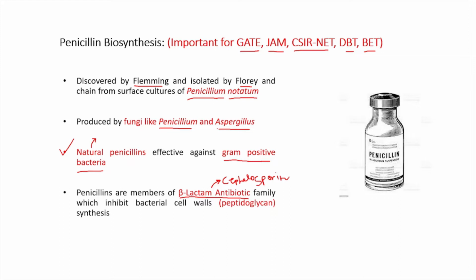There are other examples of beta-lactam antibiotics, like nocardicins and monobactams. These are other sorts of examples. We will do a separate video on them someday. But penicillins are the most predominant members of this beta-lactam antibiotic family, and next after penicillin comes cephalosporin. Why are they called beta-lactam antibiotics? Because they have a condensed beta-lactam ring in their structure, and these antibiotics mostly inhibit bacterial cell wall, that is, they inhibit mostly peptidoglycan synthesis.